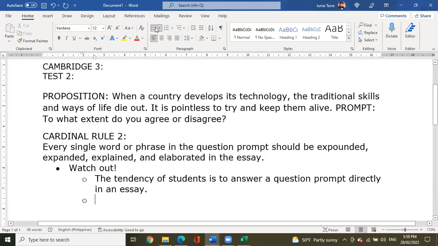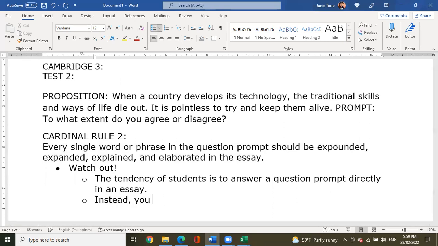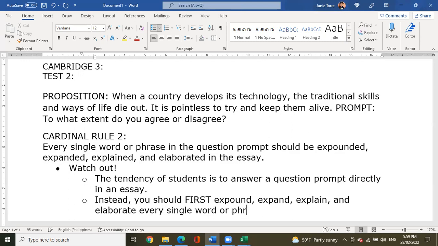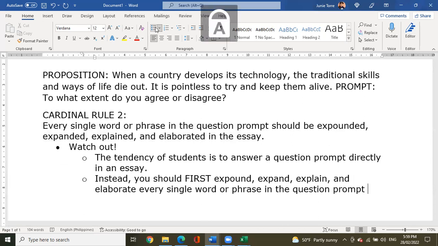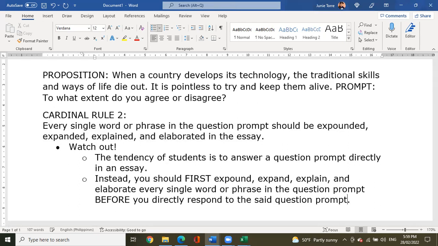Because instead, you should first expand, explain, and elaborate every single word or phrase in the question prompt before you directly respond to the said question prompt. Guys, in a nutshell, if 6.5 is your only target, it's all in cardinal rule 2.